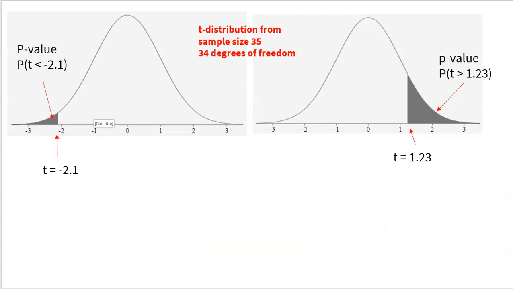So let's actually look at two examples. Here are two different t-distributions with a sample size of 35, which is 34 degrees of freedom. On the left, I have a t-score of negative 2.1. That's the t-score based on our mean, so that's where our mean fell. Our mean fell 2.1 standard errors below the truth in the center. The p-value would be the probability that a sample is less than that. I'm already on the low side, so more extreme would be even lower. So I'm looking at the probability that a t-score is less than negative 2.1.